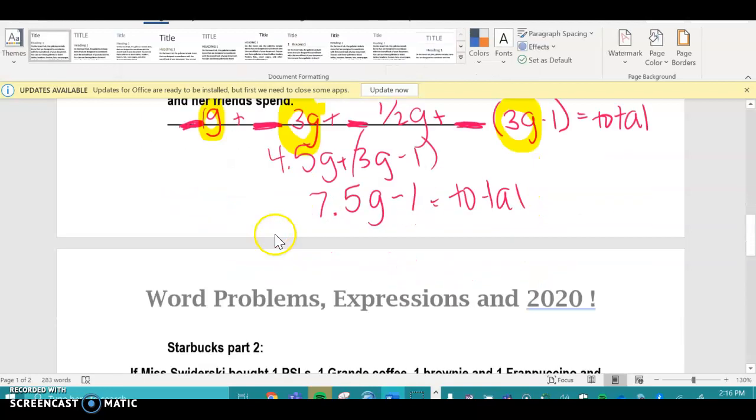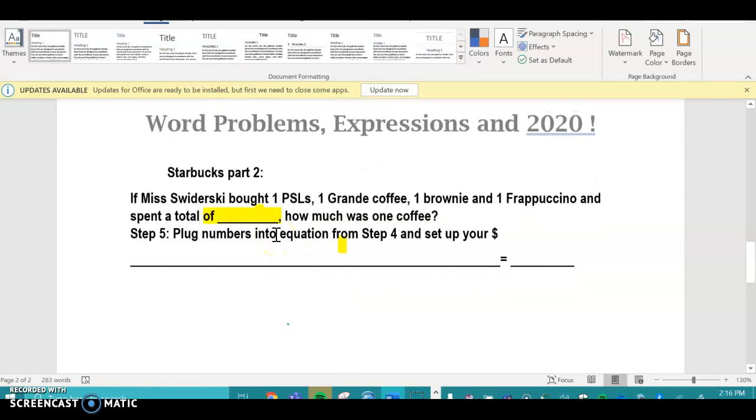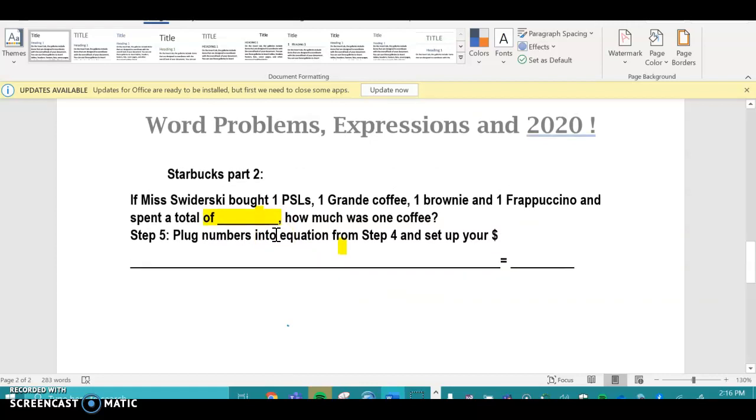Okay, let's scroll down below. If Miss Swiderski bought 1 pumpkin spice latte, 1 grande coffee, 1 brownie, and 1 frappuccino, and spent a total of, let's say, $23.38, how much was 1 coffee?